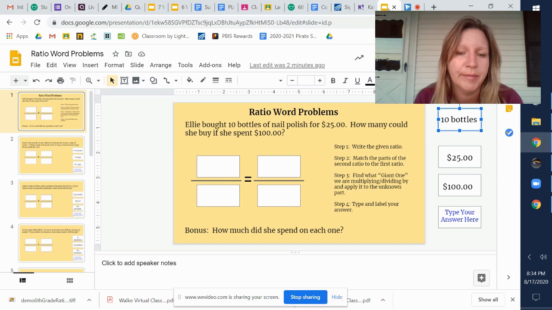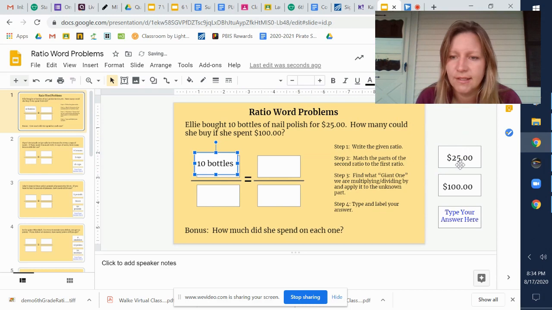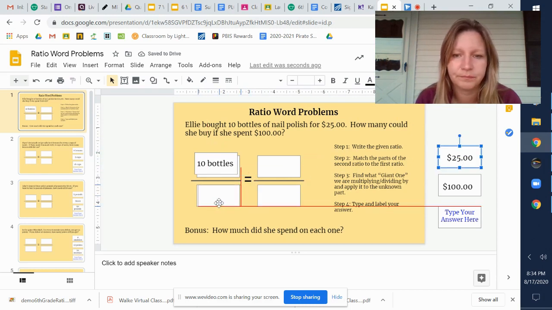The first word problem says Ellie bought 10 bottles of nail polish for $25. How many could she buy if she spent $100? The first step is to write the given ratio. If you look at the information, Ellie bought 10 bottles of nail polish for $25. So 10 bottles matches $25. There's my first ratio. I'm going to write 10 bottles and that matches $25.